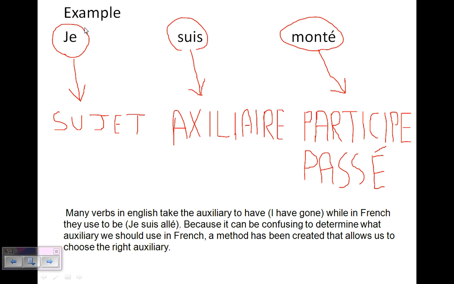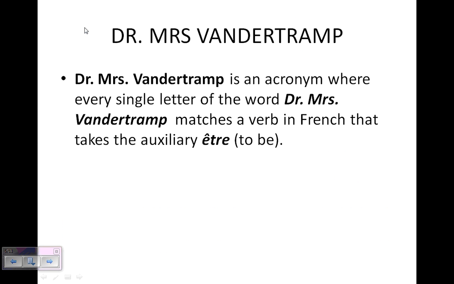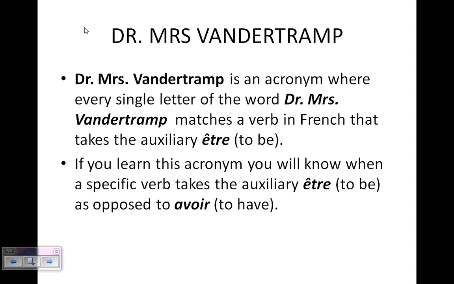Well, there's a particular system that allows you to do that, and it's pretty accurate. It's called Dr. Mrs. Vandertramp, like I said at the beginning of this tutorial. It's just an acronym, and every single letter of the acronym matches a verb in French that takes the auxiliary être, to be. It's very accurate, and if you learn it, there's no way that you can get it wrong, and you always know which takes être as opposed to avoir.